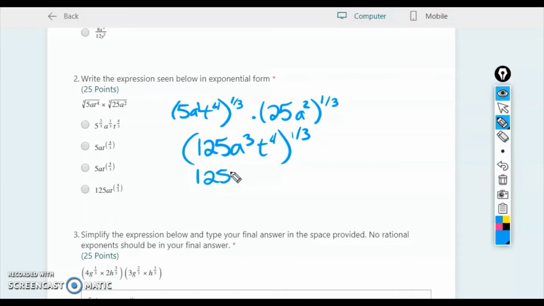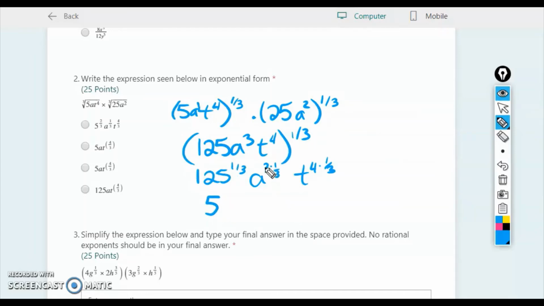And so I can do each individual part to the 1/3. So 125 to the 1/3, a to the 3 times the 1/3, and t to the 4 times the 1/3. Well, 125 to the 1/3 does actually simplify. 5 times 5 times 5 is 125, so this would just be 5. So what number times itself 3 times gives you 125? This is just the reverse. If I did 5 cubed, it'd give me 125. 125 to the 1/3 gives me 5.